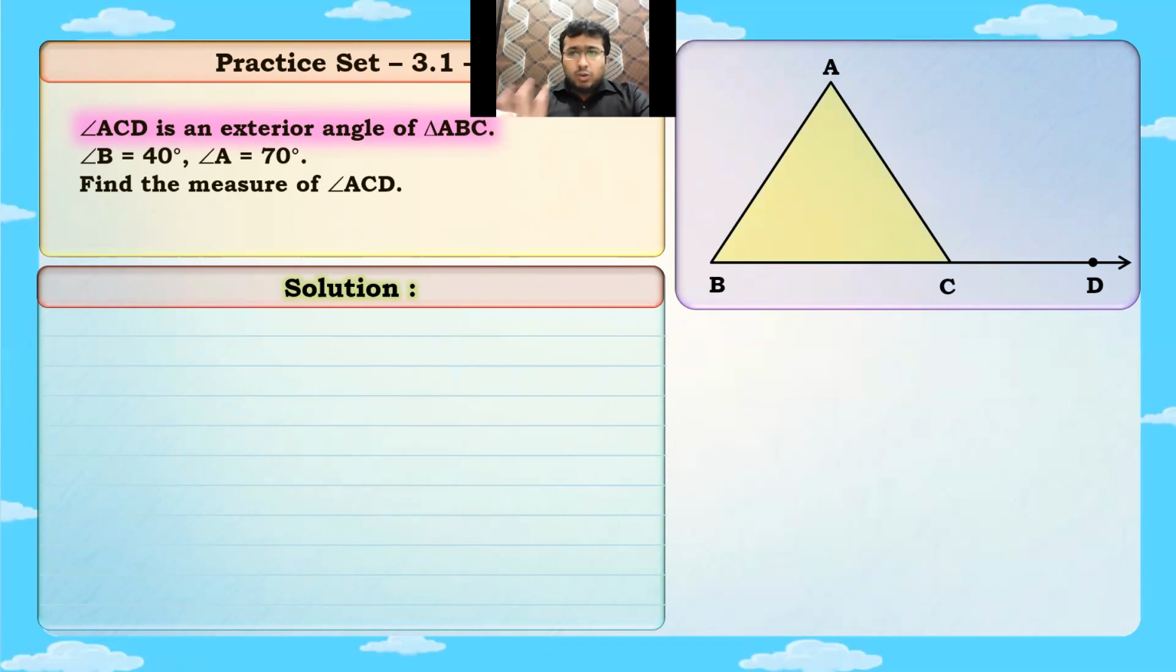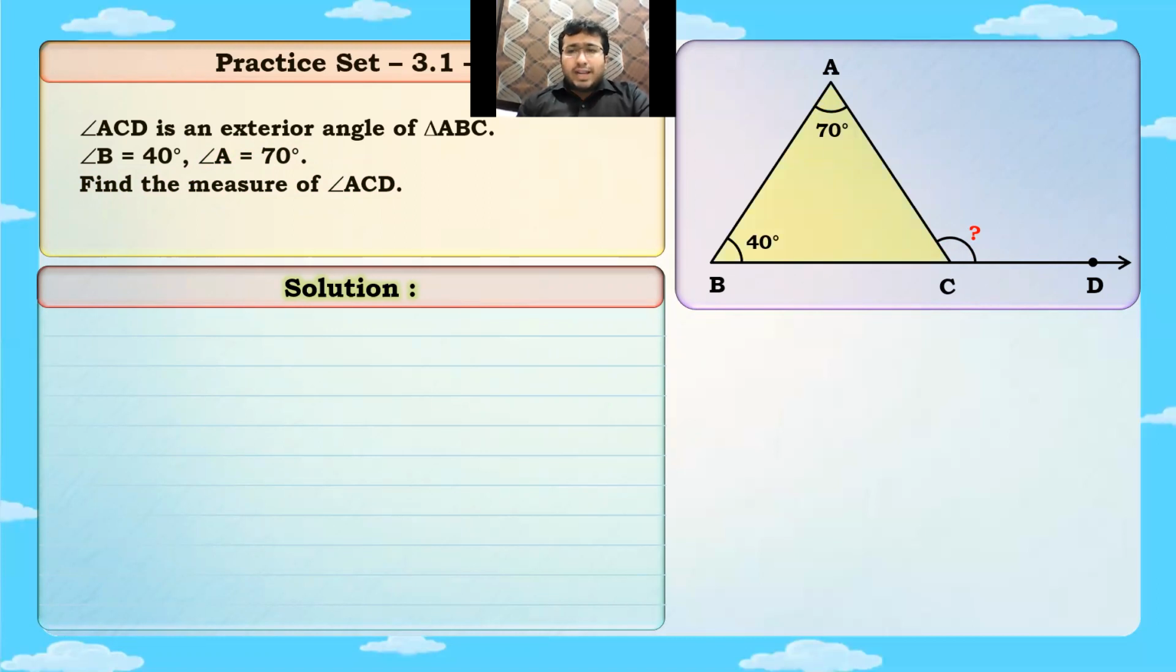So you can have a look here. We have triangle ABC and ACD is an exterior angle. Measure angle B is 40 degrees. Measure angle A is 70 degrees. And we are supposed to find measure angle ACD. A very simple sum which can come for 1 mark. I want each and every student to pay attention to this.